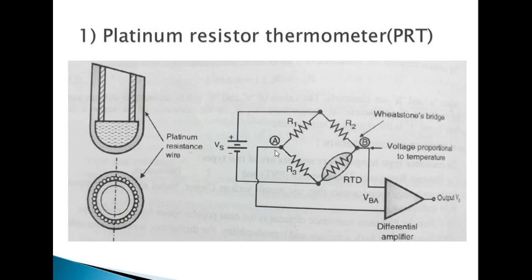The voltage across these two points is called VBA, and that is applied to one amplifier, and this amplifier is amplifying the difference between these two voltages VB and VA. Generally we know that voltage is nothing but a potential difference between two points. Okay, I think you have studied this in first year.